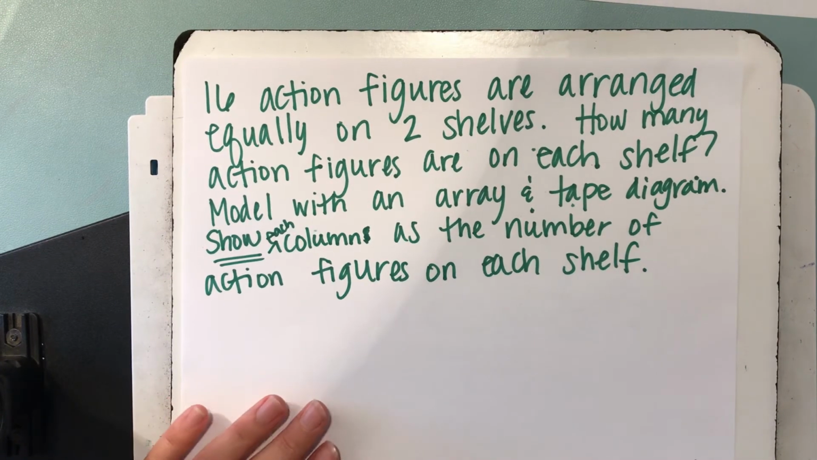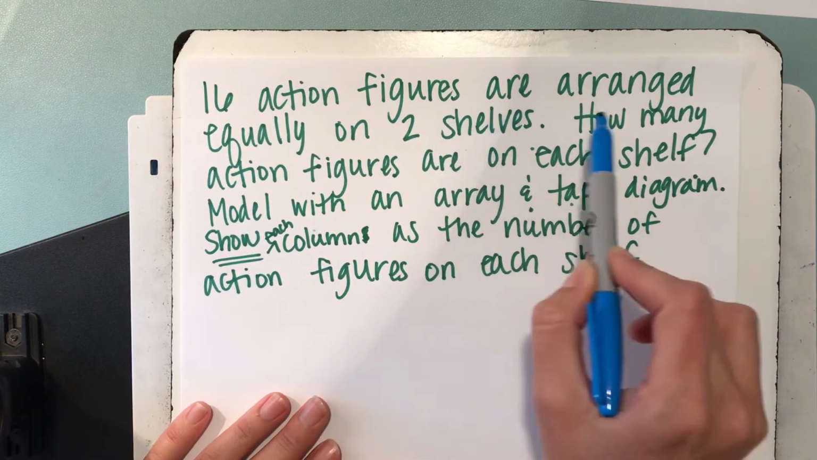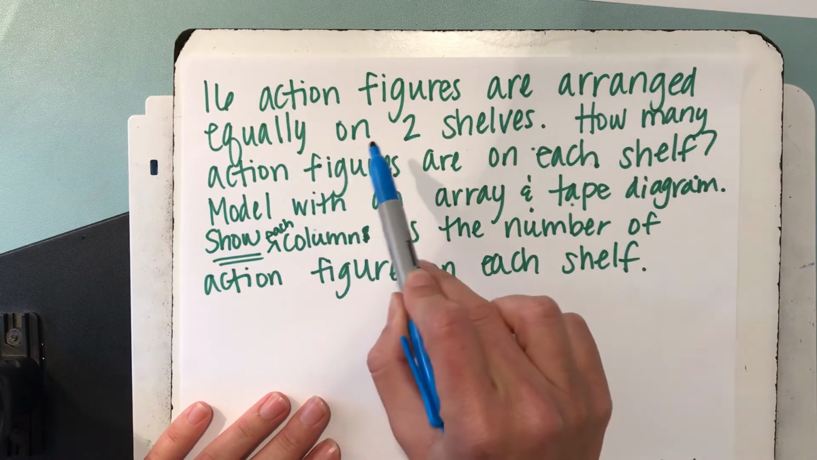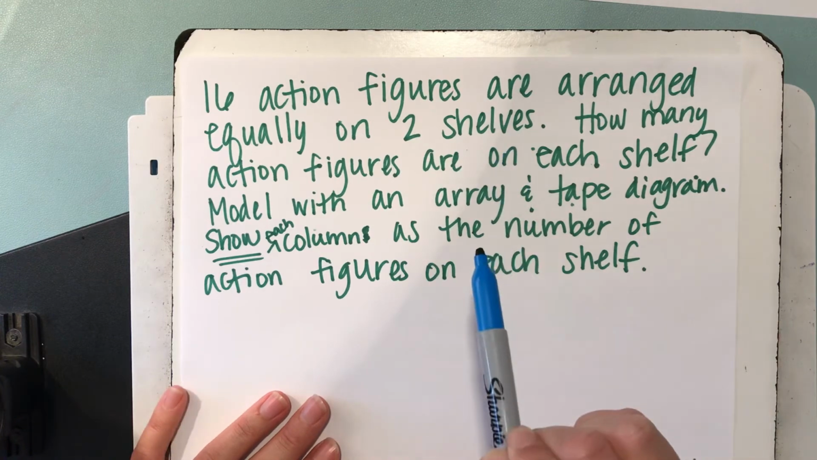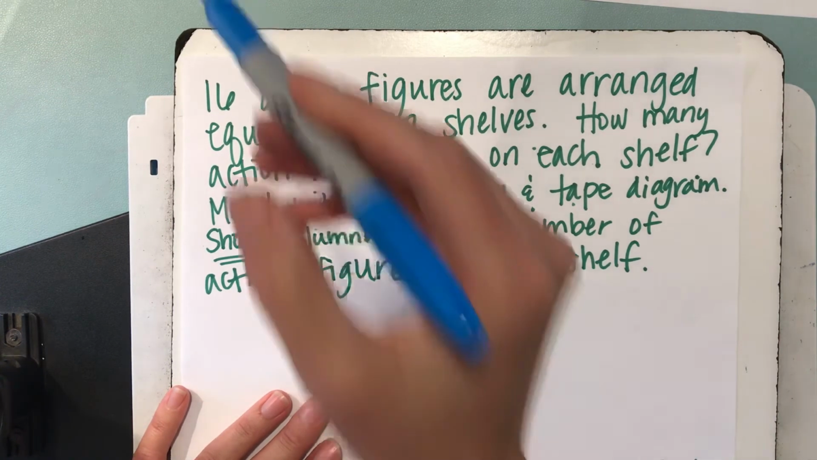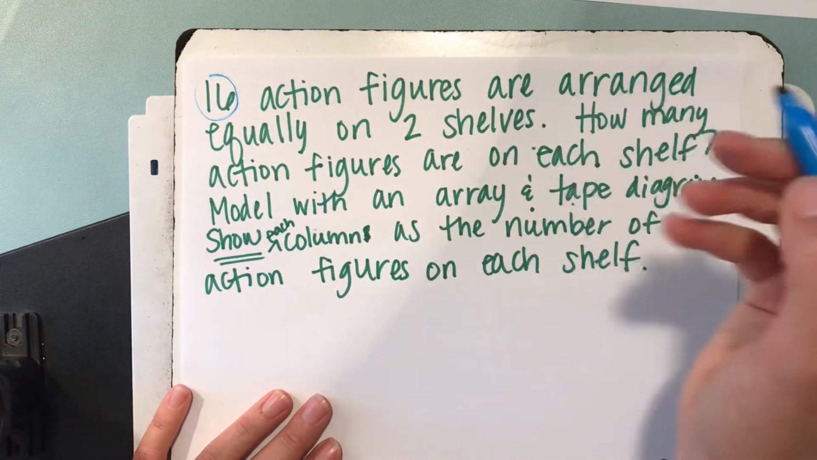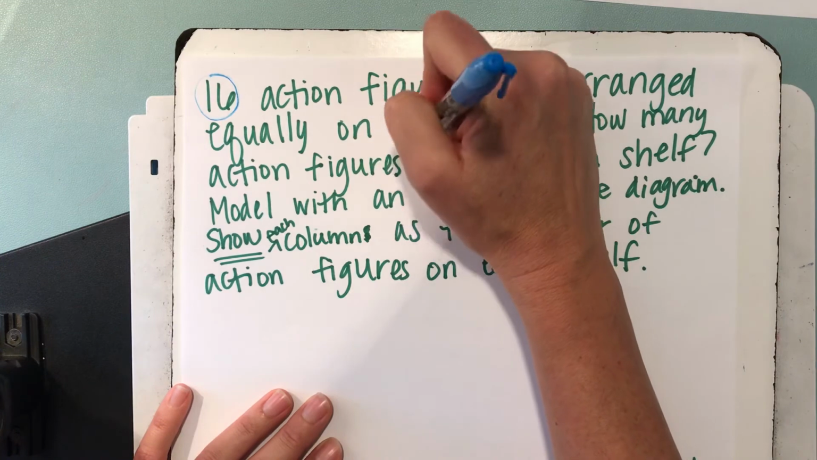Okay, so we have 16 action figures arranged equally on 2 shelves. Ooh, I have 2 important numbers there. What should I circle? I should circle 16. My marker's going out. And 2.